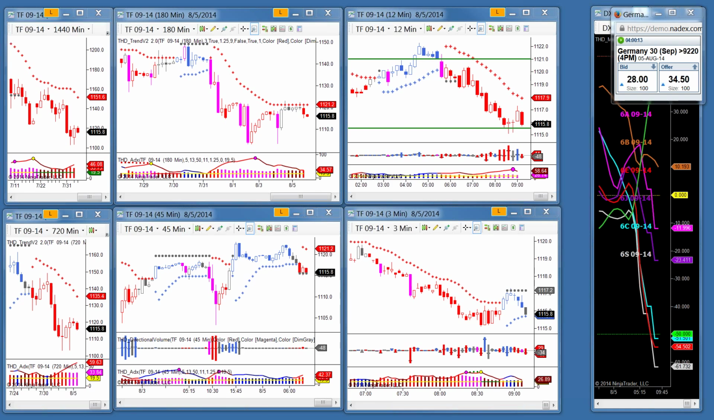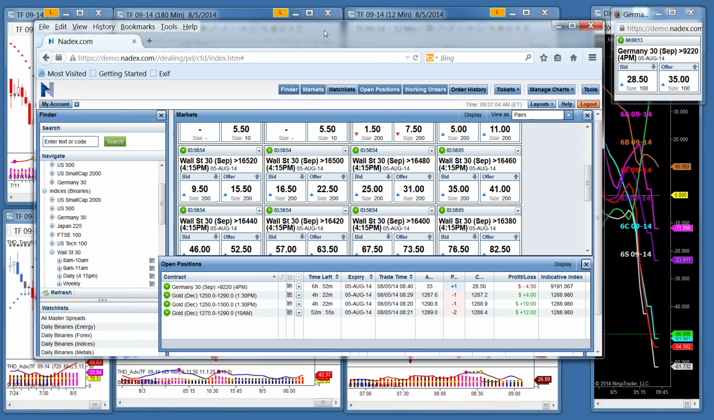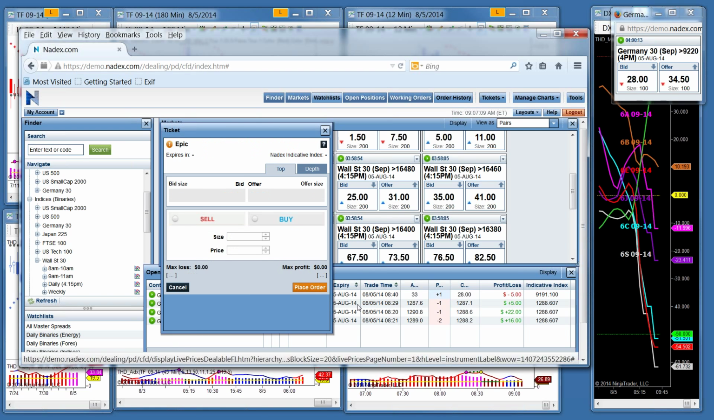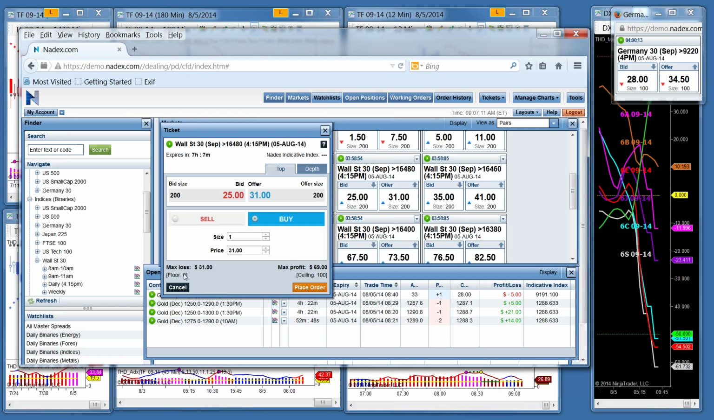Okay? And believe me, when you enter a ticket, and let's go back to the 6480, it's at 31. When I click that, it tells me my maximum loss and my maximum profit. If I were to buy this right now, they are going to deduct the maximum risk out of my account. So I have to have $31 in my account. You're not trading on leverage, okay?